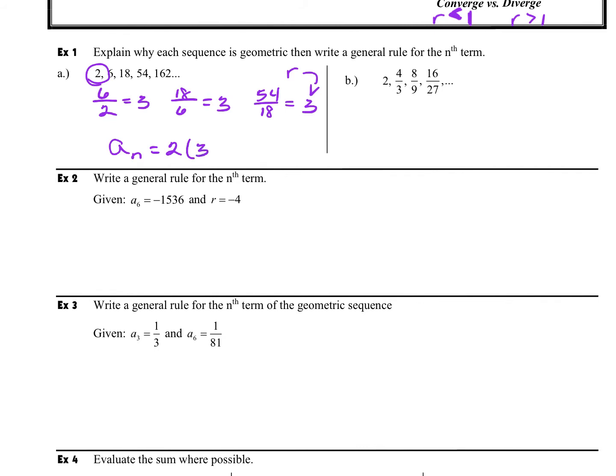And then we're going to have our ratio, our common ratio is what we're going to call that. And we're going to use an n-1 exponent. Now, the next one's a little bit more complicated because I've got these fractions going on here.